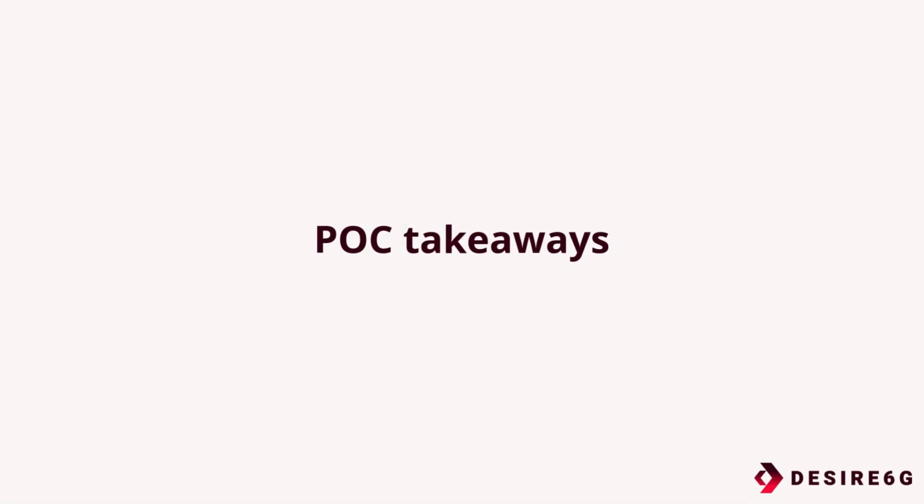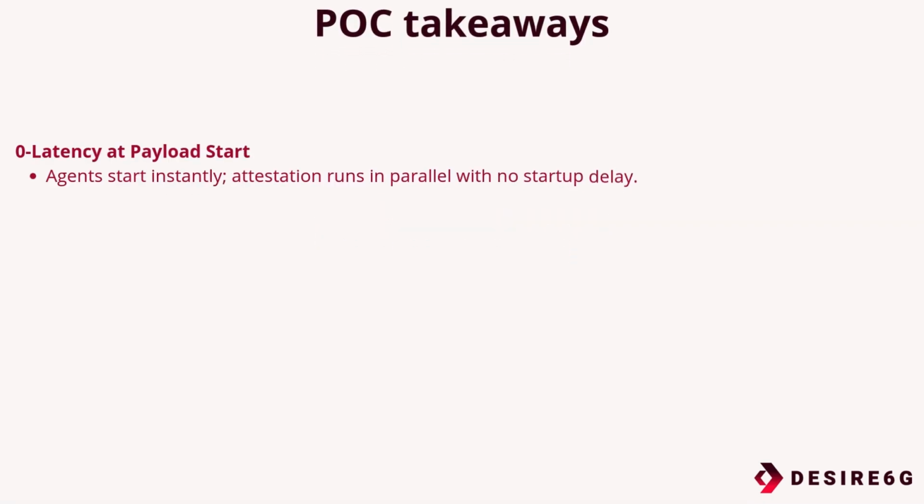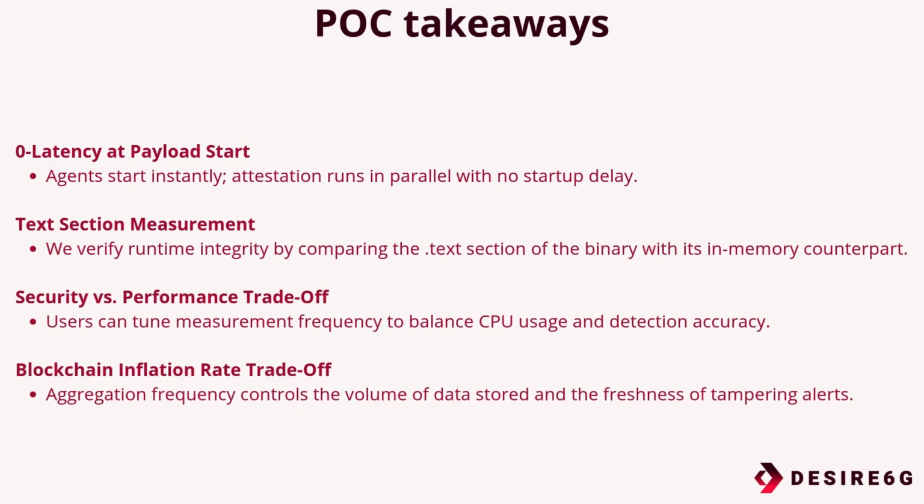Here's a summary of the key takeaways from our proof of concept. 0 latency at payload start. Agents start instantly. Attestation runs in parallel with no startup delay. Text section measurement. We verify runtime integrity by comparing the .text section of the binary with its in-memory counterpart. Security versus performance trade-off. Users can tune measurement frequency to balance CPU usage and detection accuracy. Blockchain inflation rate trade-off. Aggregation frequency controls the volume of data stored and the freshness of tampering alerts.